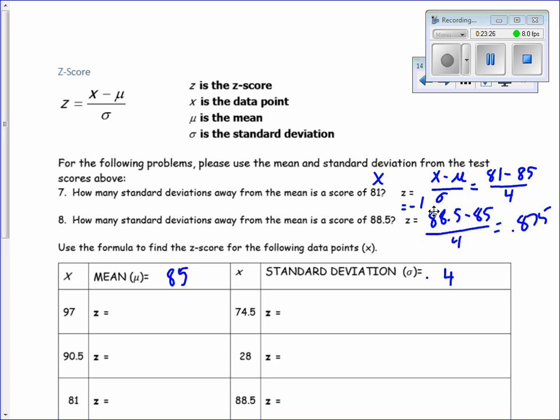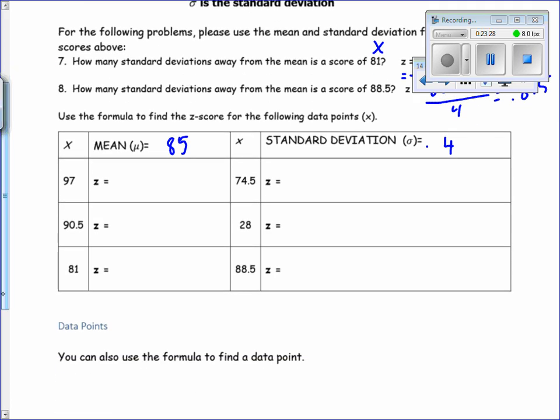So down below, I'm going to do the left-hand side and you're going to do the right-hand side. Z equals, my data points are in this column. For the second column, your data point is here. It's asking you to find a z-score for each data point. Here I'm going to put 97 minus 85 divided by 4, and I get 12 over 4, or a z-score of 3.